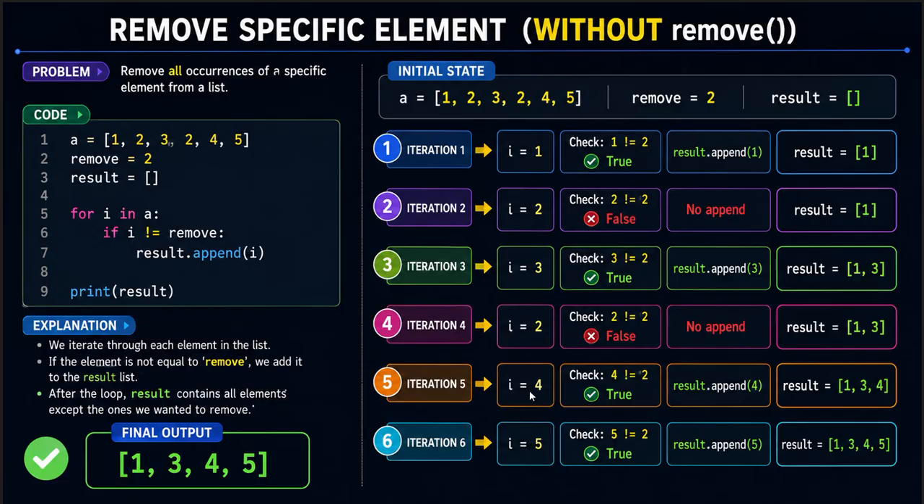Iteration 5: i equal to 4. 4 not equal to 2 is true, right? Then again result.append(4), so result equal to 1, 3, 4. Iteration 6: i equal to 5. Here check 5 not equal to 2, true, right? So result.append(5). Now the result becomes 1, 3, 4, 5. Now here the final output is 1, 3, 4, 5.